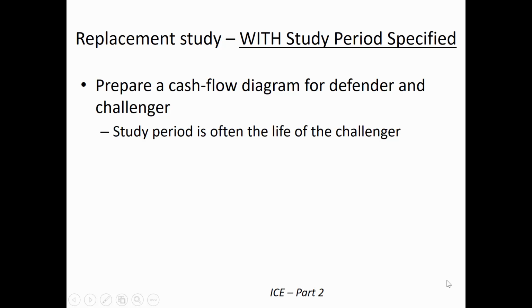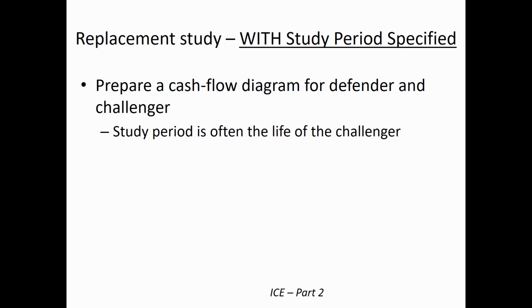Okay, so we just did when no study period is specified, which means we just go with however many years is cheapest. Sometimes the study period is specified, and that will be the case on our second in-class exercise. What you need to do there is prepare a cash flow diagram for both alternatives, for both the defender and the challenger. And usually what we'll use as the study period is however long the new piece of equipment lasts, because presumably the defender, the existing equipment, isn't going to last as long as the challenger.